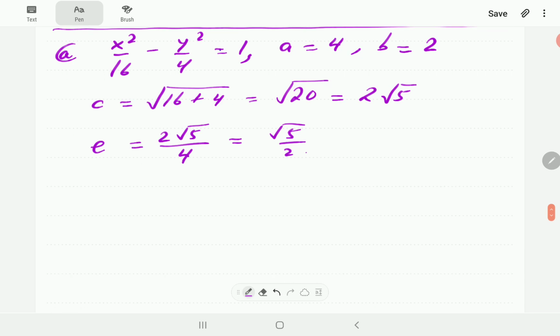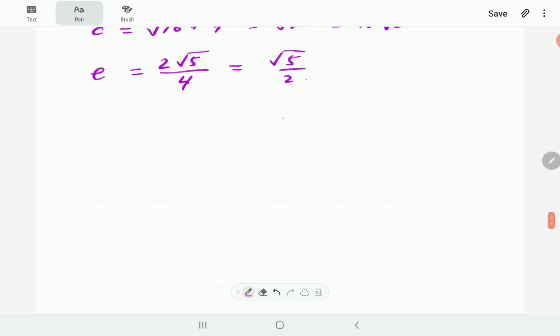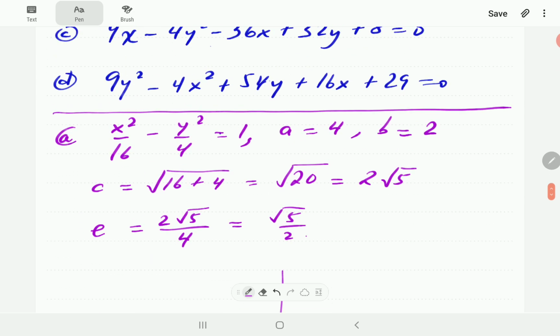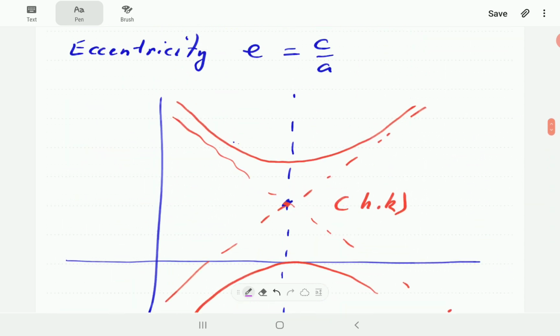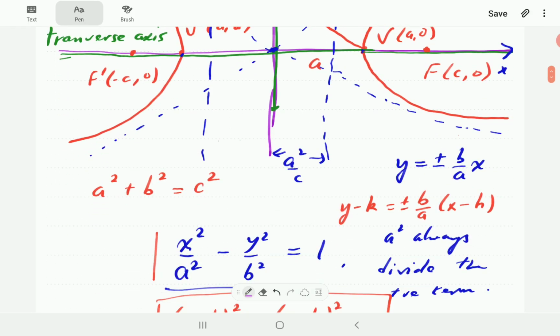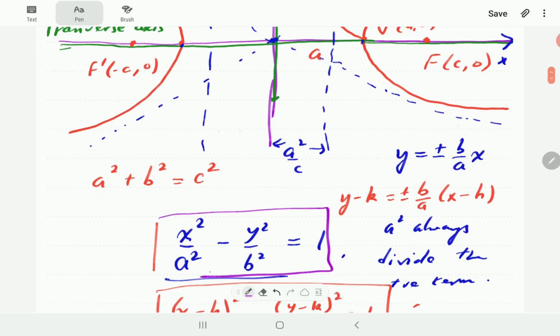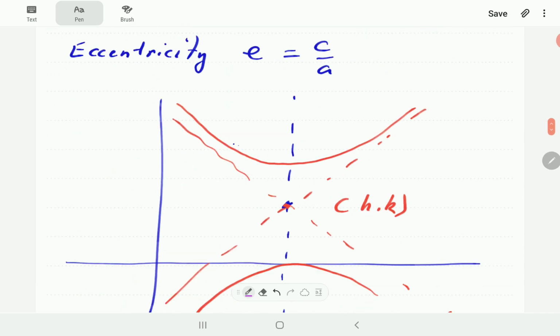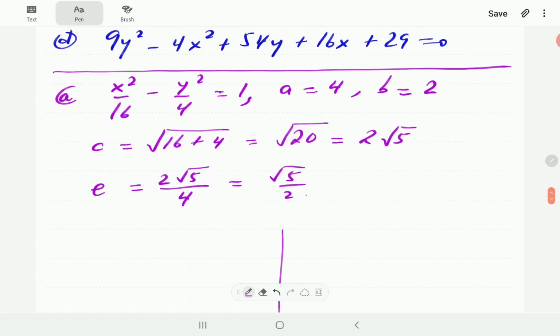Now, when it comes to the sketch, let's do the sketch now. Since the equation is like this, the center is going to be the origin, because we just have the x squared and the y squared term. So we have got an equation of this form here, right? So the center is going to be the origin.